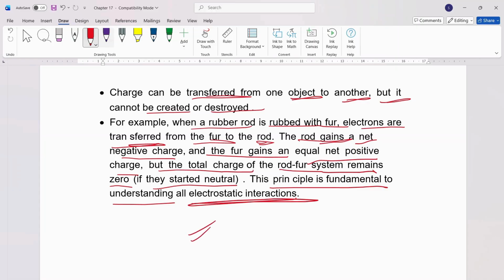electrostatic interactions. With this, we have finished our chapter. See you in our next chapter.